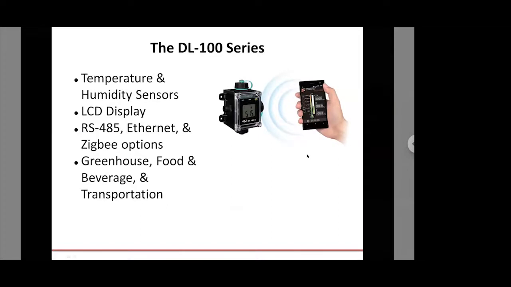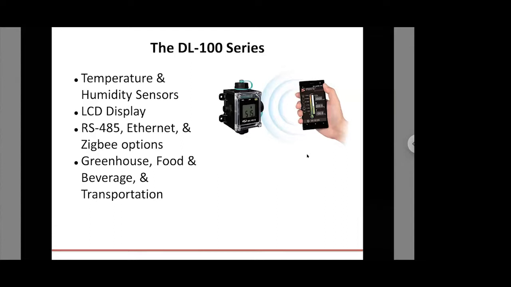So the first group of products we're going to be talking about is the DL100 series. The DL100 series of data logger devices can be used to record temperature, humidity, and dew point information, and it includes a date and time stamp for each record, and can store up to 600,000 downloadable records. So these are one of our data logging modules.